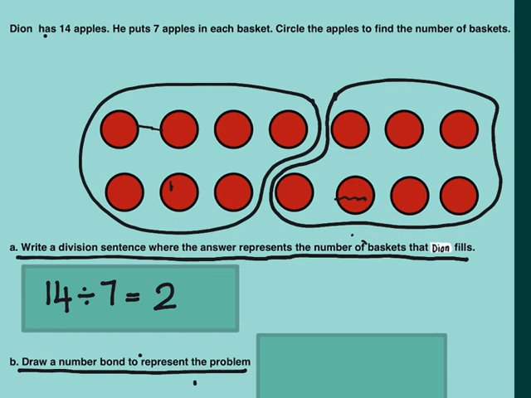Draw a number bond to represent the problem. We know that the number bond shows a part-whole relationship. 14 is the total, so 14 is the whole here, and 14 represents the number of apples that Dion has. After drawing the whole 14, we can draw the parts, 7 and 7, and each 7 represents the size or the number of apples that are in each basket, or the size of each group.